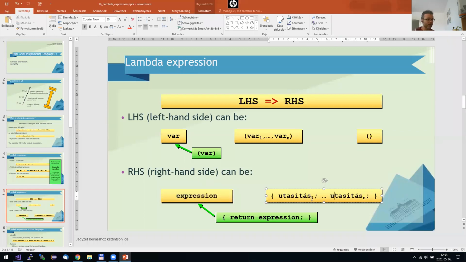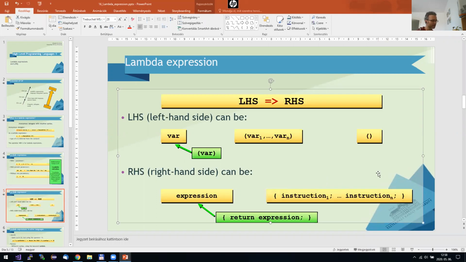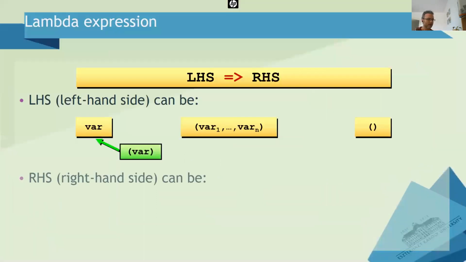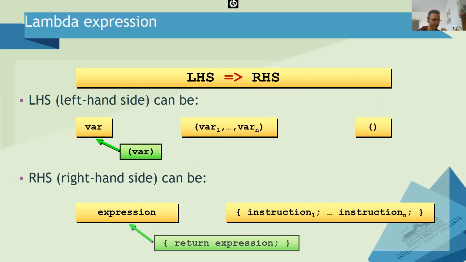Of course, it can happen that you want to put several instructions, multiple instructions, on the right-hand side of your lambda expression. This is something you can also do, but in this case, you definitely must use the brackets around. So again, on the right-hand side, you can use any method body you want with multiple instructions, but in this case, you really have to use the brackets around. Okay, so this is the general syntax for lambda expressions.